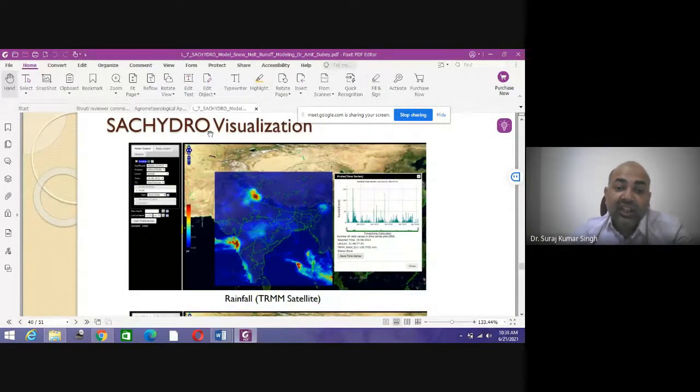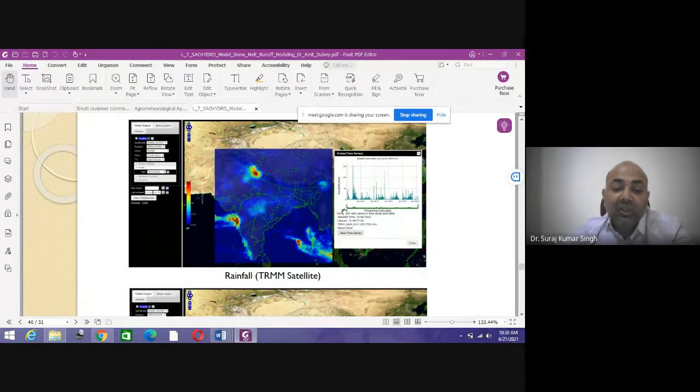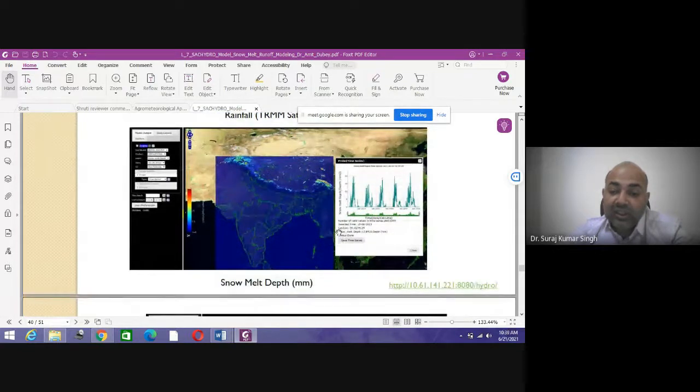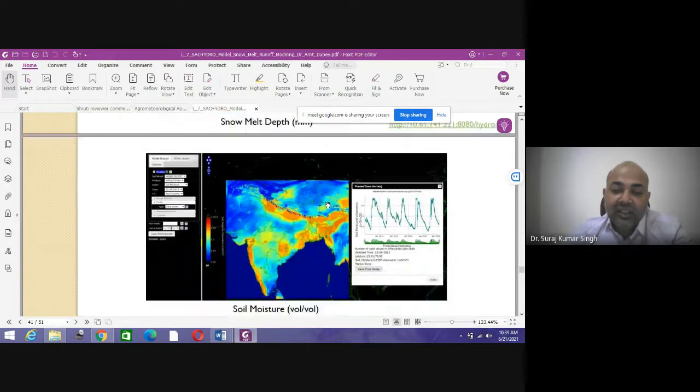Now this is the SAC hydro visualization model, which uses the TRMM data to identify the rainfall pattern of that area over the decades. You can see what the snow melt depth of that area is. This is the model. You can select the model output and the date, the time, the type of data you require, and such kind of data sets will be generated.